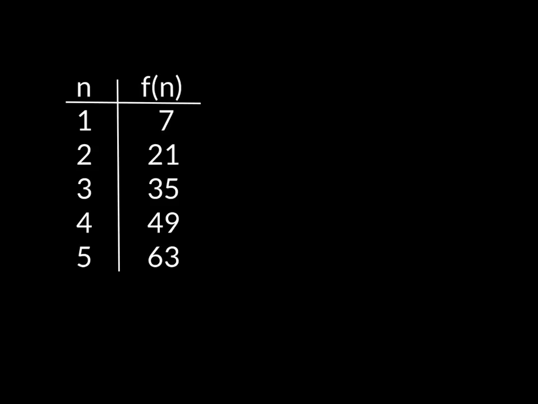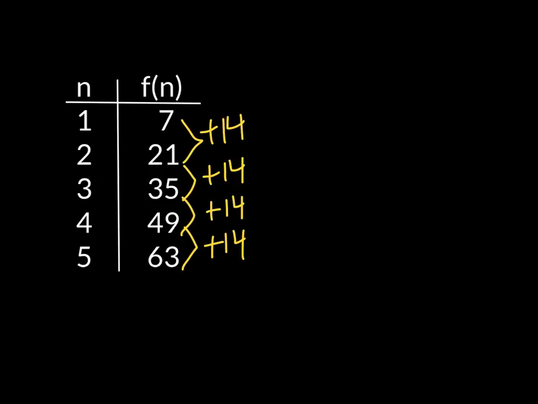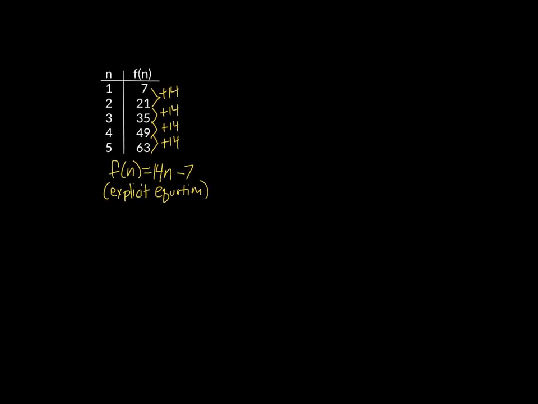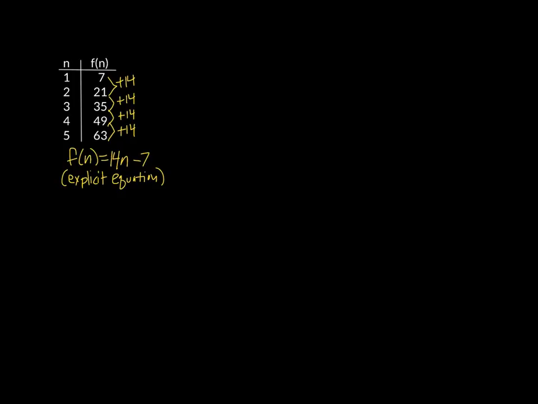To begin with, we have this table which represents linear data. We know this is linear data because when we check the difference between each of our y values, or our function values, they are all the same at plus 14. If we use that difference and find out what the value would be at f of 0, we get an explicit equation of f of n equals 14n minus 7 for this set of data. Let's put this equation aside for the moment while we work on a quadratic function.